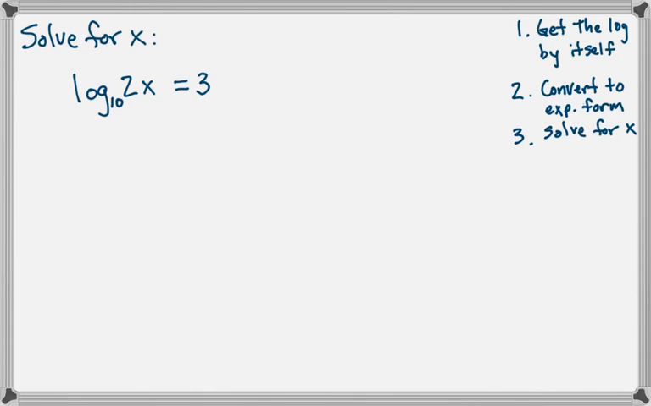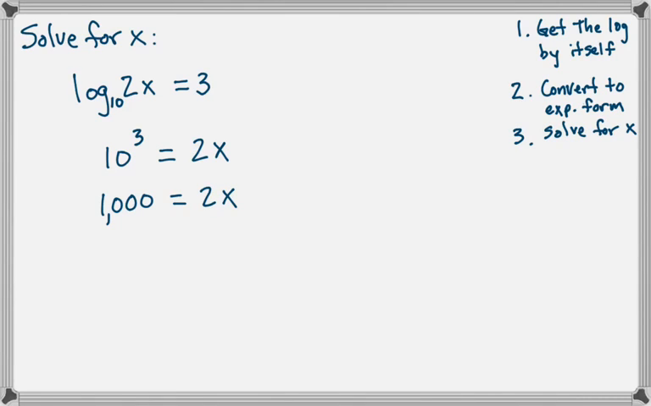So the second step is convert this to exponential form. I always start with that base. The base is 10, and I'll raise that to the third power. And then this equals whatever's on the inside of that logarithm. So this will equal 2x. So we just figure out what that 10 to the third is. You can put that on your calculator or know that it's 1,000. There'll be 3 zeros for this one, equals 2x.